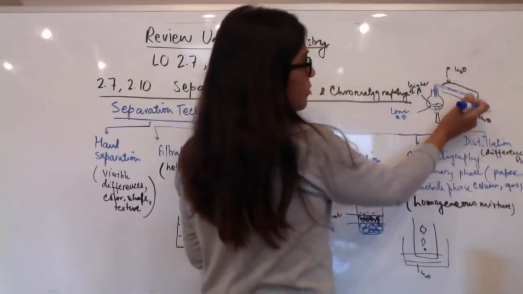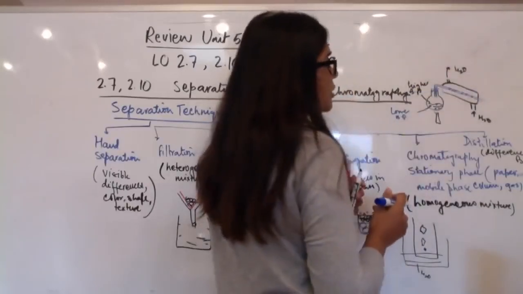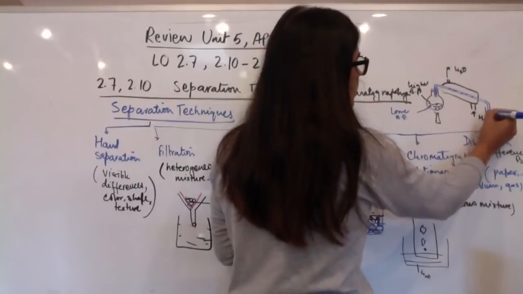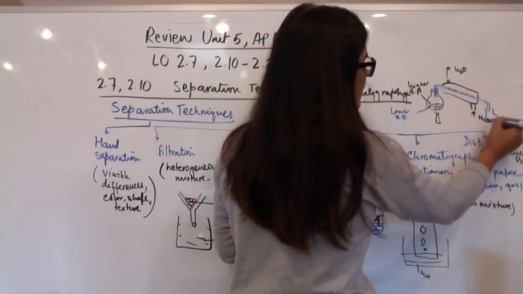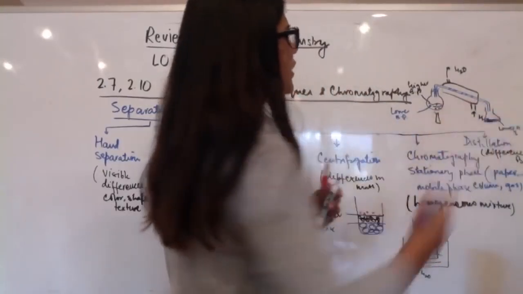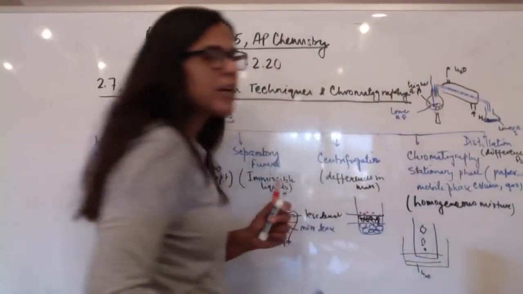You push water in from the bottom so that it circulates through the whole jacket and the water comes out from the top. Because the vapor is cooled here, it gets condensed and collected. So this is the lower boiling point substance that gets collected first. Then you remove this and you have a thermometer in here to tell you what the temperature is.